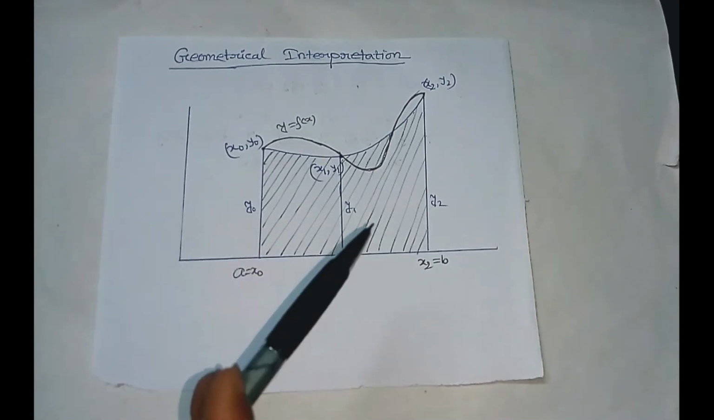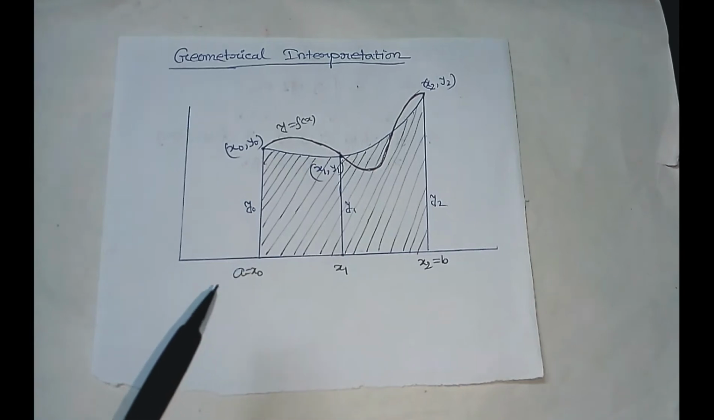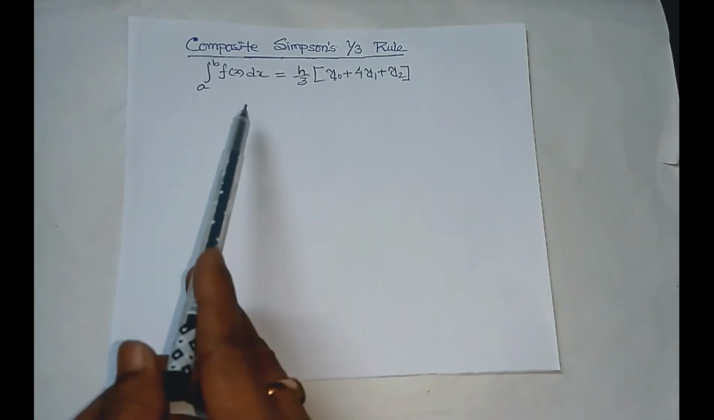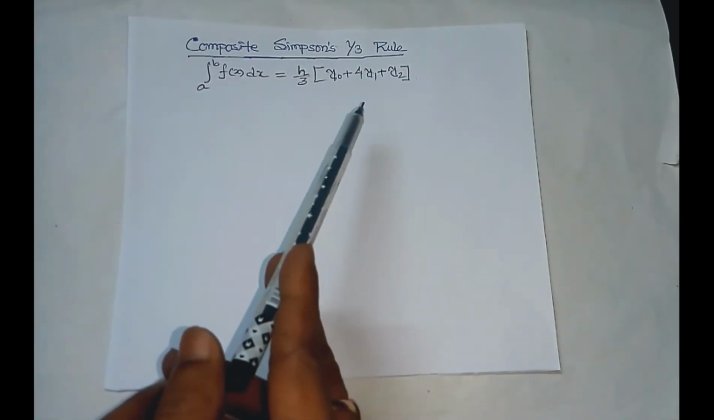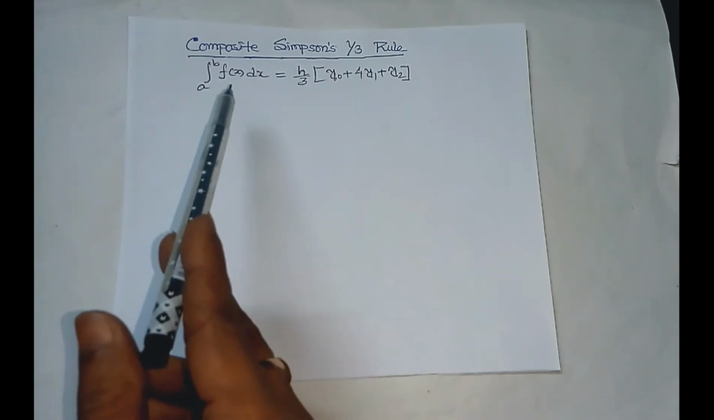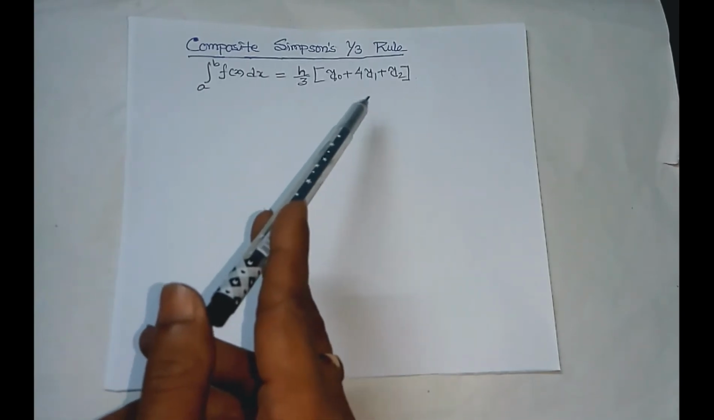To overcome or minimize this error, we use the composite Simpson's one-third rule. Next we discuss the composite Simpson's one-third rule. So actually this is our Simpson's one-third rule for 3 points x0, x1 and x2. The integration of f(x) from a to b is equal to h by 3 multiplied by (y0 plus 4y1 plus y2).